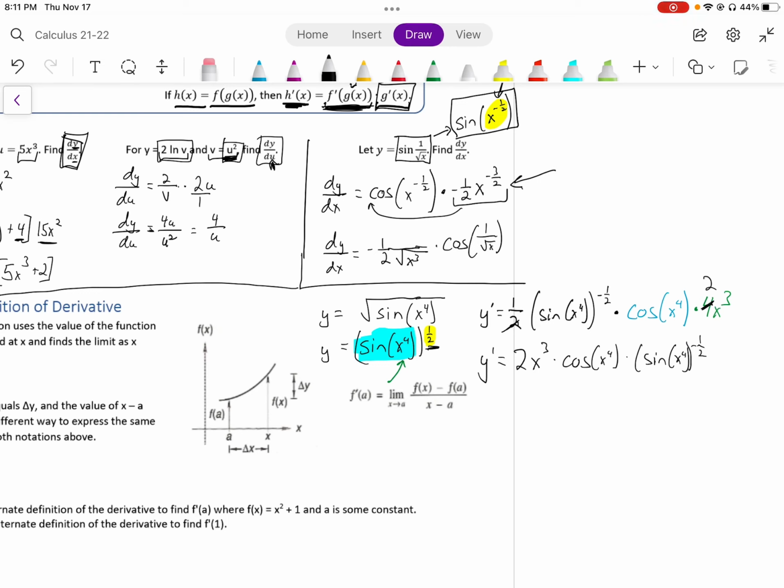So that's the chain rule. You just take the derivative of the main function, multiply it by the derivative of the function within that, and if there's more, you just keep putting on those extra links, taking the derivative of what's inside the other functions. All right, and that is the chain rule.